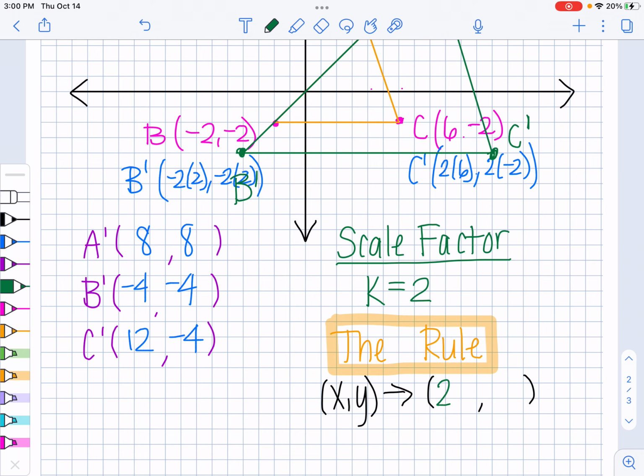What's my rule? I took 2 times all my x values and 2 times all my y values. That's it. That's how a dilation works. A dilation is just making the shape bigger or smaller by whatever scale factor they give you.